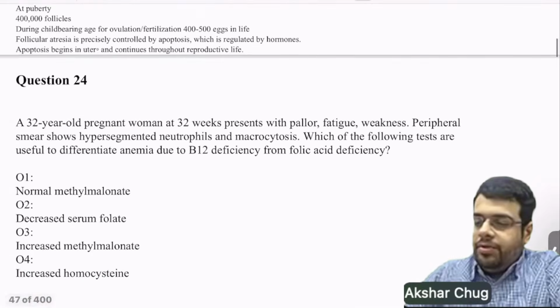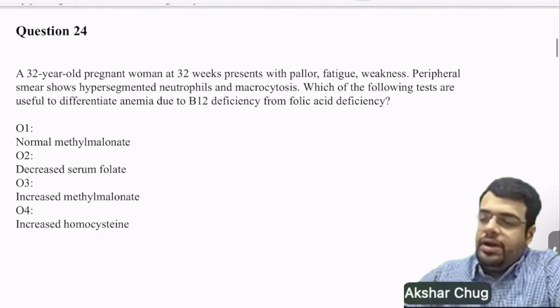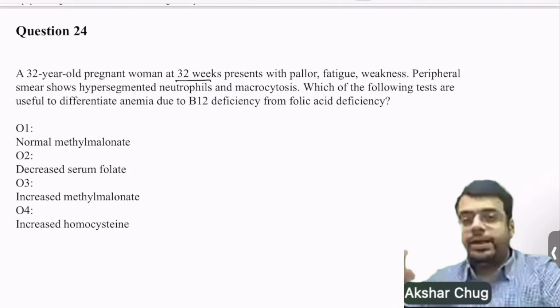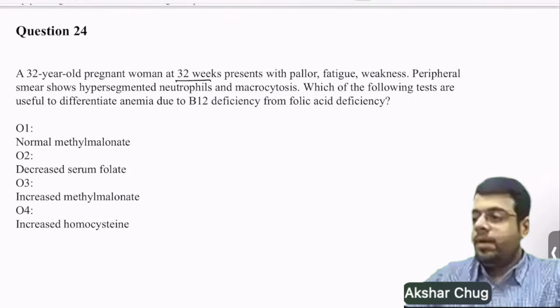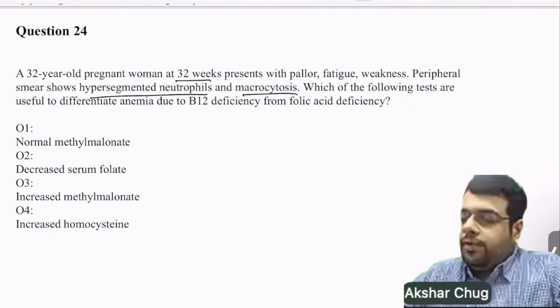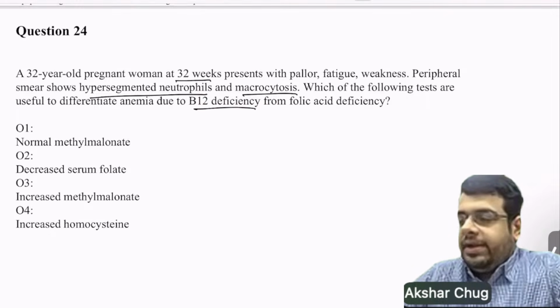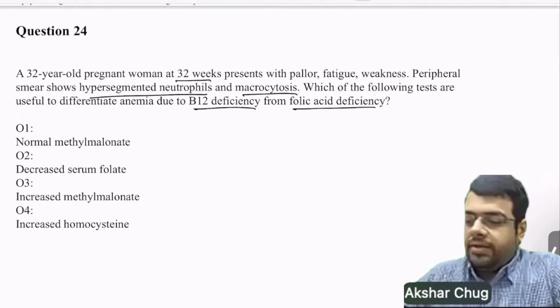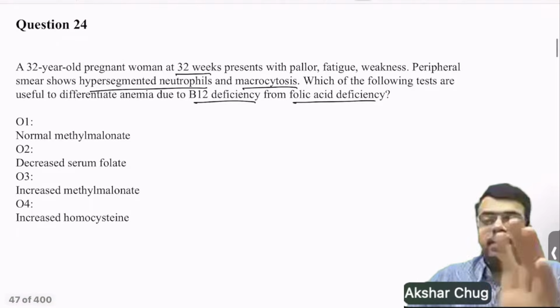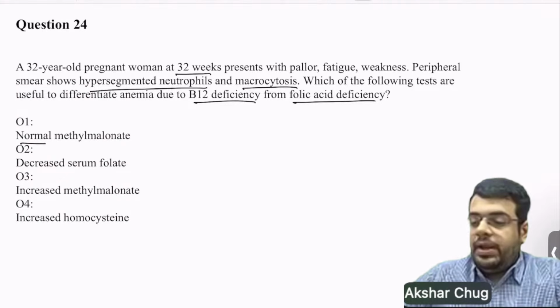Moving on to the next question. A 32-year-old pregnant woman at 32 weeks presents with pallor, fatigue, weakness. Okay, so we are thinking in terms of anemia. Peripheral smear shows hypersegmented neutrophils and macrocytes. Which of the following tests are useful to differentiate anemia of B12 deficiency from anemia of folic acid deficiency? Now, the difference between B12 and folic acid deficiency is that there will be normal methylmalonate.